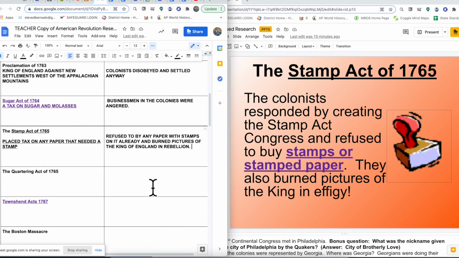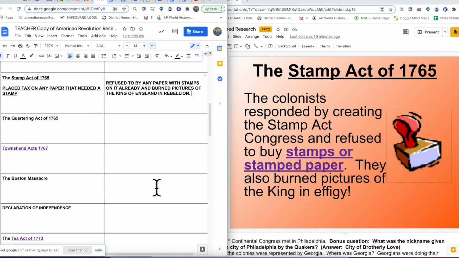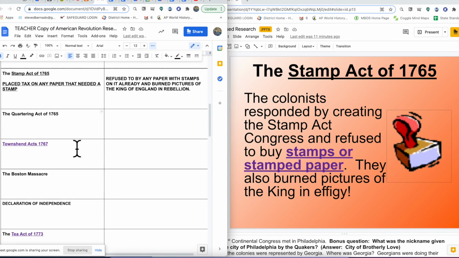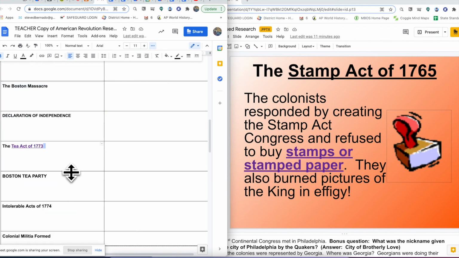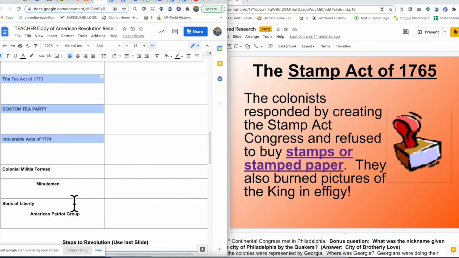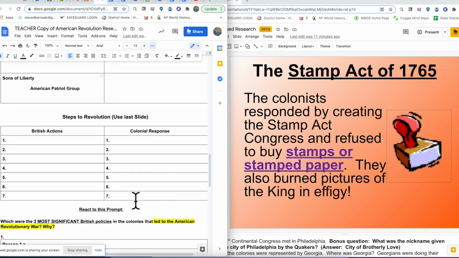And this is where I leave you. What you're going to do now is look at the rest. You're going to look at the Quartering Act, the Townshend Acts, the Boston Massacre, the Declaration of Independence, the Tea Act, the Boston Tea Party, the Intolerable Acts, and then finally the colonial militia called the Minutemen. They're formed. And then you have the Sons of Liberty and another American patriot group are formed. And then that leads to the American Revolution.